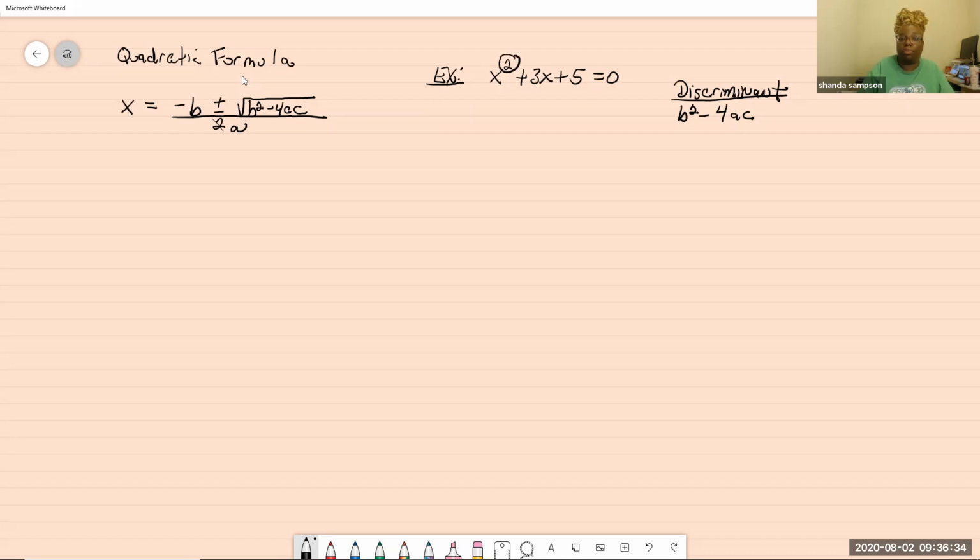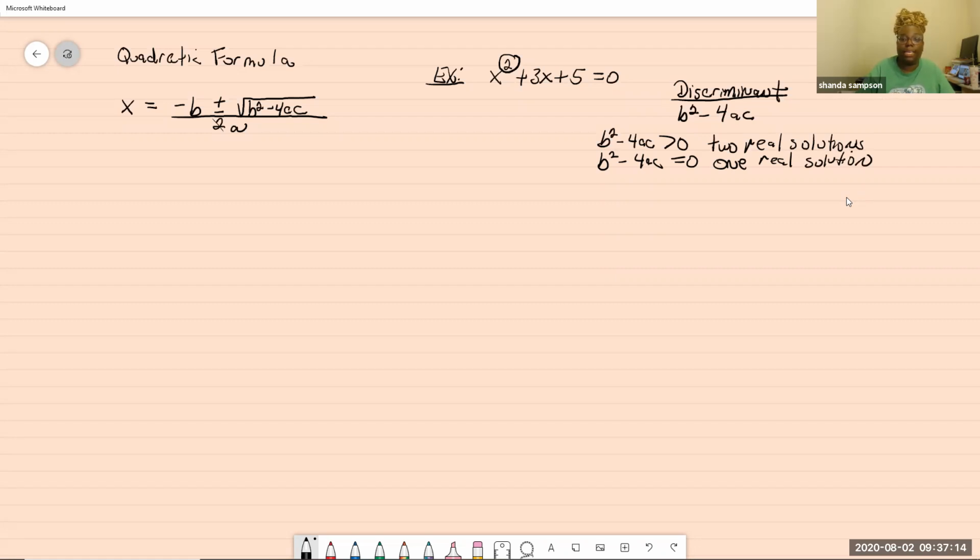Well, when your discriminant, b squared minus 4ac, is greater than 0, then we know we're going to get 2 real solutions. If b squared minus 4ac is equal to 0, we're going to get one real solution. And actually, that's a repeated solution.